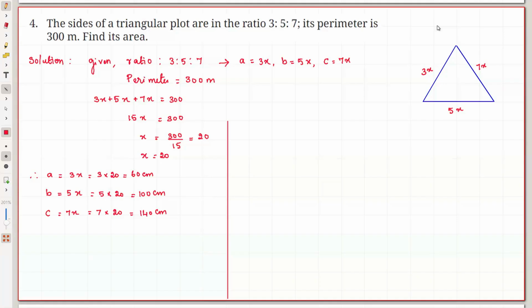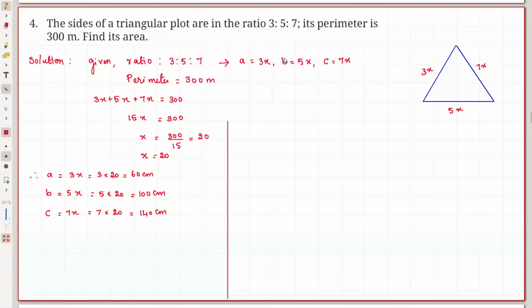I think we should use Heron's formula. So we would use Heron's formula. Right, so height is not given. Yes, Heron's formula, Kalpana: root of S into S minus A, S minus B, S minus C. Okay. Right.